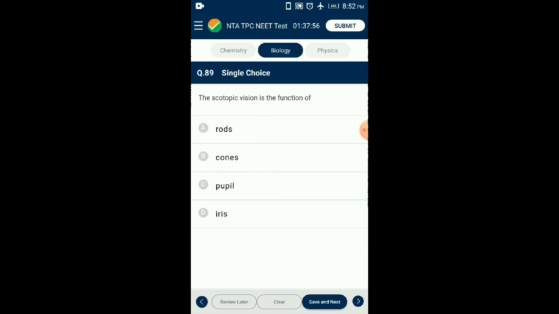Question number 89. The scotopic vision is the function of... There are two types of vision of the eye, scotopic vision and photopic vision. Scotopic vision is the function of rods, the vision of the eye under low light levels. Photopic vision is the function of cones, the vision of the eye under high light levels. So the answer for this question is option A, rods.